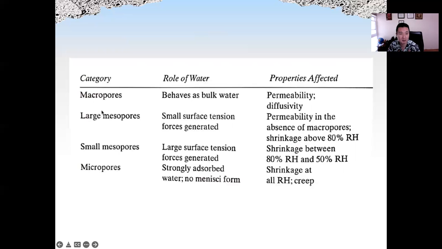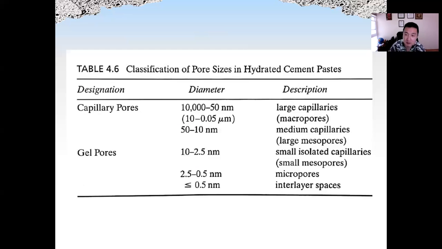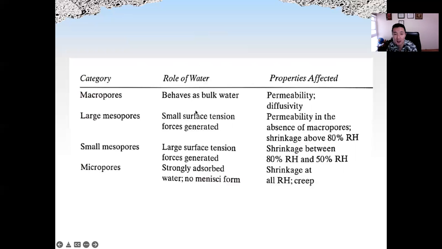And let's look at the different categories, the role of the water in them, and what kind of property of concrete they may affect. The macropores, which are larger than 50 nanometers, contain water called free water, or we call it bulk water.